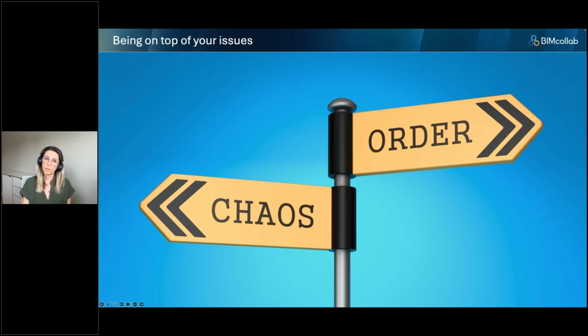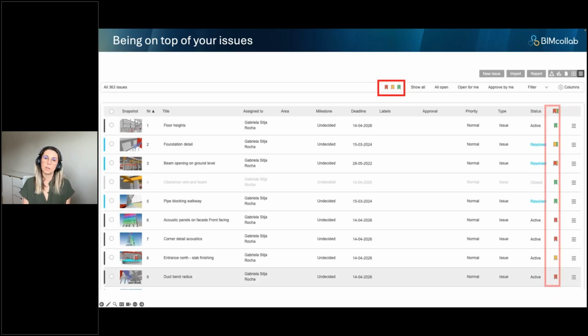So to help you keep everything under control and set up your own priorities and focus, I want to share 2 tips on how you can do that within BIMcollab. The first one is to create your own issue classification using the flags.